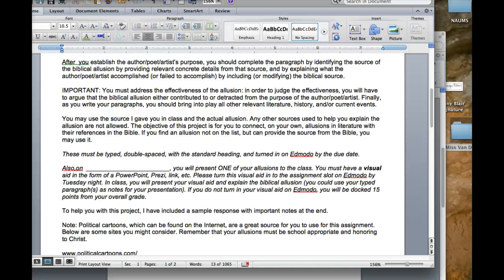That could be something as simple as just projecting the cartoon on the board or showing the video. You could have PowerPoint or a Prezi, whatever. It's just something really simple to show to the class. Don't feel like you have to spend a ton of time on that. It could be something as simple as just projecting it on the screen. And I'm going to put a slot on Edmodo where you can turn that visual in the night before we do our presentations.